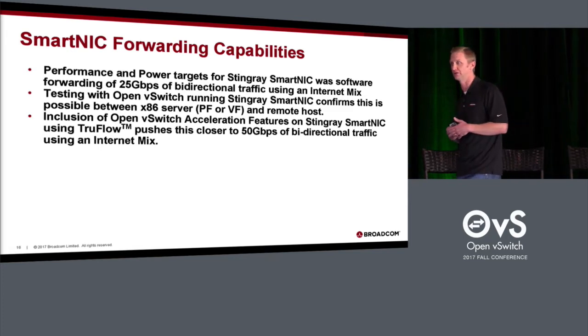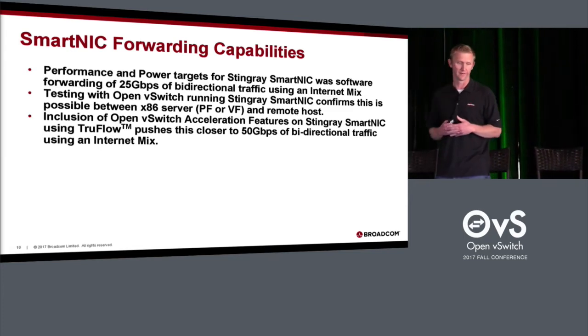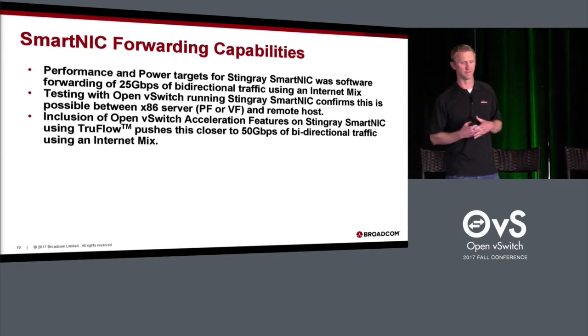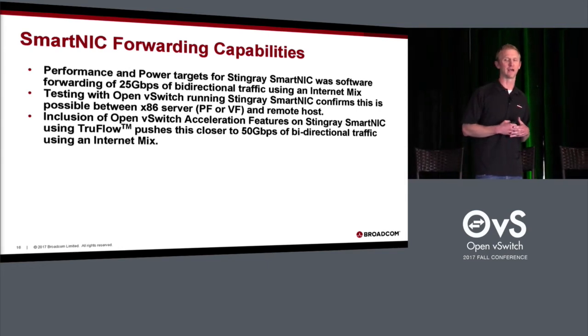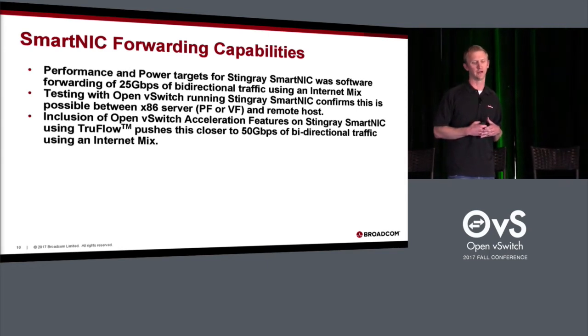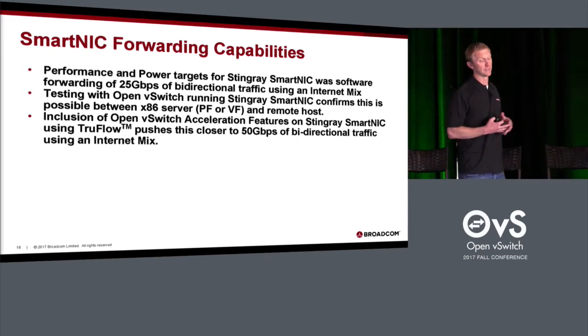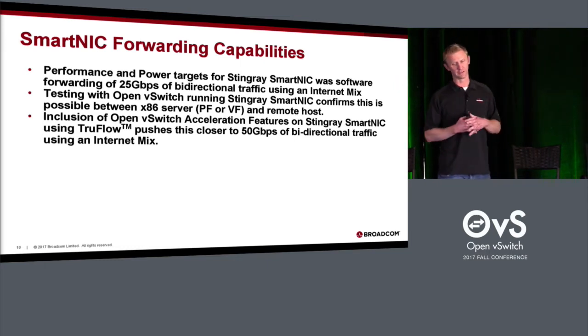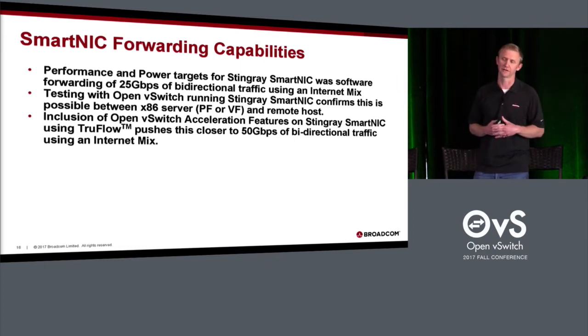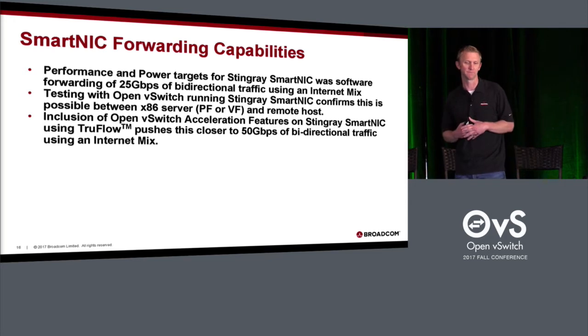We do have other flavors of this NIC that are not just 2x25. Might be, I don't know, add them together, or 1x50. And if we utilize those capabilities, we've got enough processor and space there to do 50 gig. We can get really, really close to 50 gig of bidirectional traffic. Same thing with internet mix.